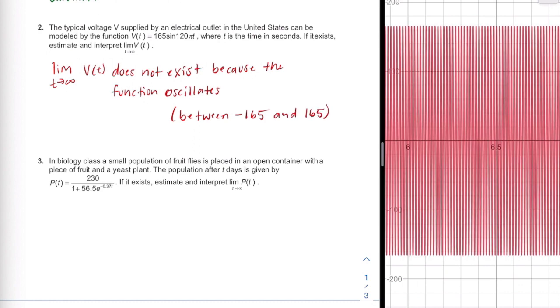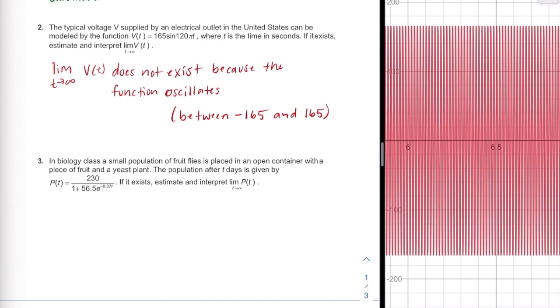It's been a while since I have taken any class that dealt with voltage, but from my common understanding, it does kind of surge back and forth between a negative and a positive surge of voltage pretty frequently. So it's kind of constantly running through.